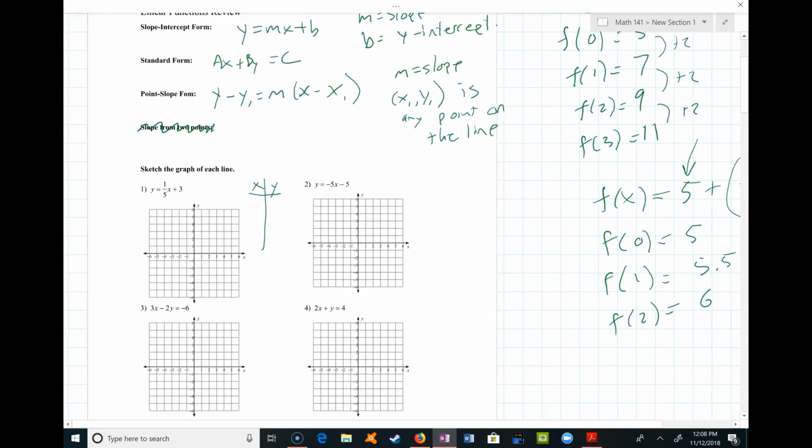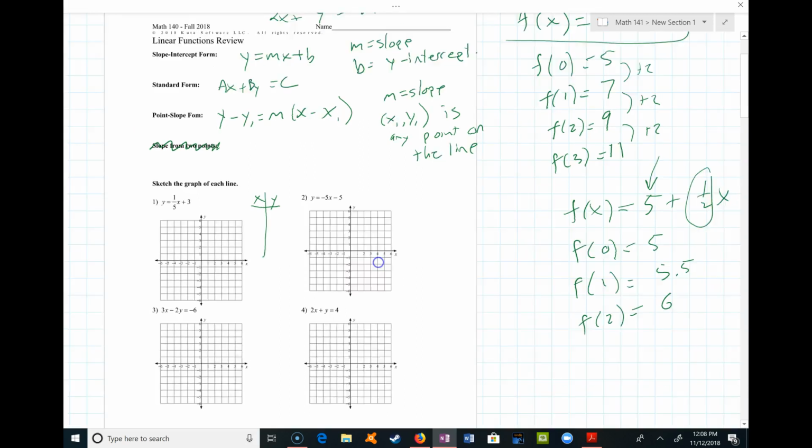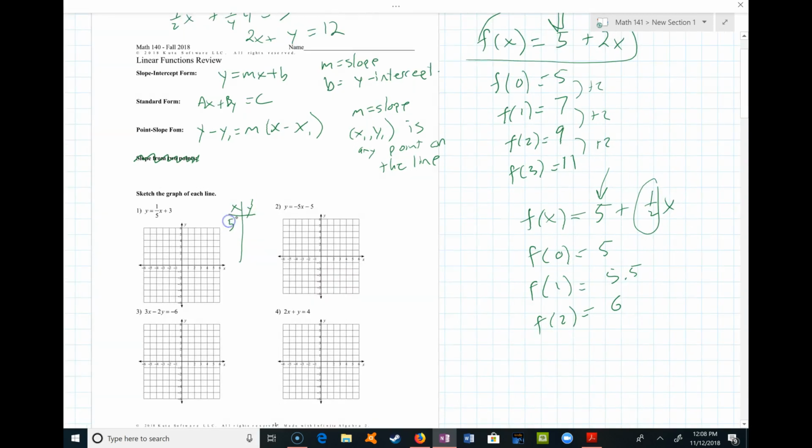So I can input anything I want, like I could input 5 for x, for example. Why did I pick 5? Because I know what 5 times 1/5 is. It's pretty easy to do in my head. So because 5 times 1/5 is 1, 1 plus 3 is 4. So that means the point (5, 4) is on the graph.